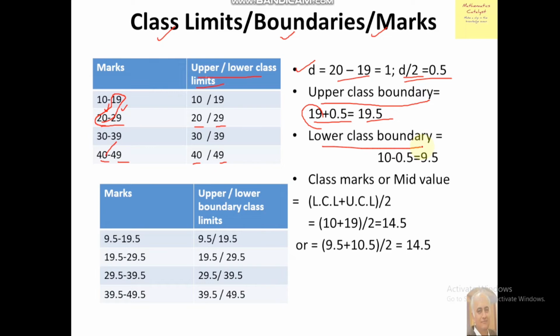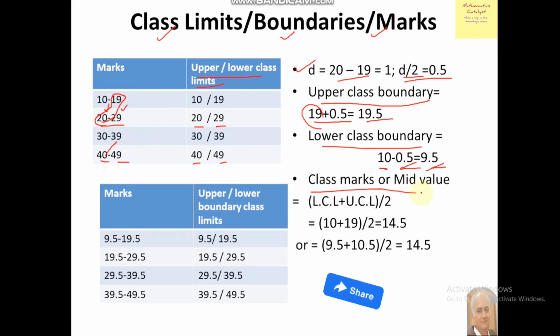And lower class boundary क्या होती है, जो lower limit है उसमें से आप क्या करेंगे, you have to subtract 0.5 to get the 9.5. तो what is the difference between the upper class boundary and upper class limit? Upper class limit is nothing but it is the upper limit of each class, right? But upper class boundary limit is whenever you add the upper limit into the D by 2. Upper limit plus D by 2 becomes the upper class boundary. Similarly, lower class boundary limits is lower limit में से you have to subtract D by 2, we get 9.5.